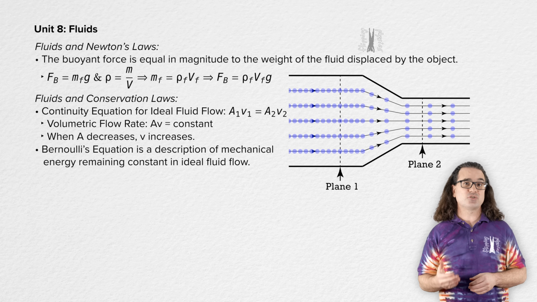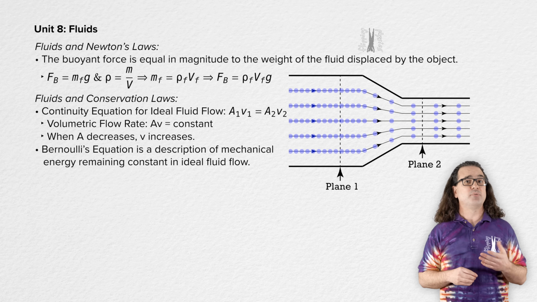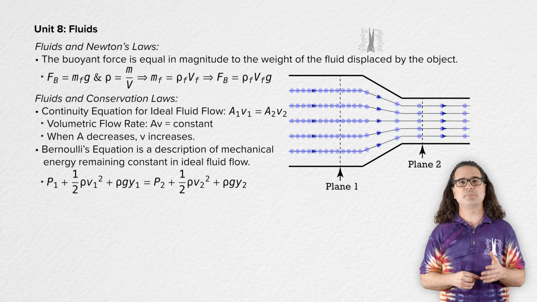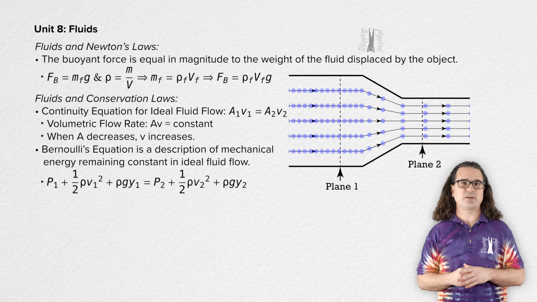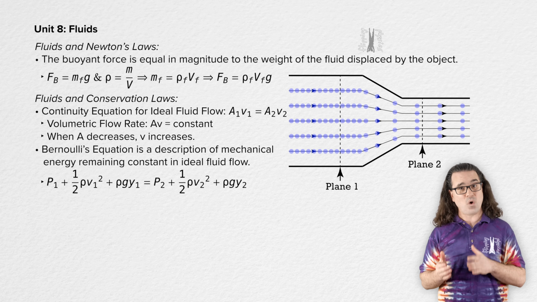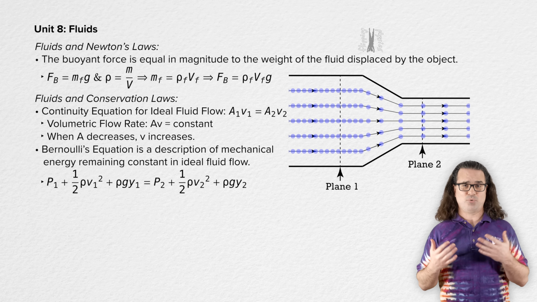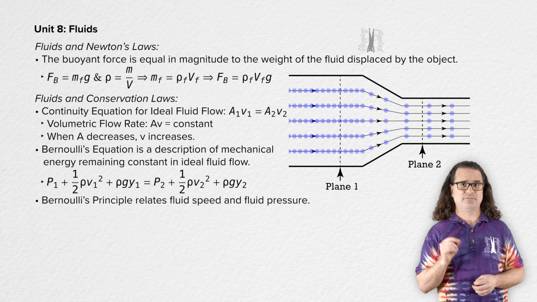Bernoulli's equation is a description of mechanical energy remaining constant in ideal fluid flow. Bernoulli's equation is pressure at point 1 plus 1/2 fluid density times fluid speed at point 1 squared plus fluid density times gravitational field strength times vertical height at point 1 relative to a horizontal zero line equals all of that at point 2. Bernoulli's principle relates fluid speed and fluid pressure.